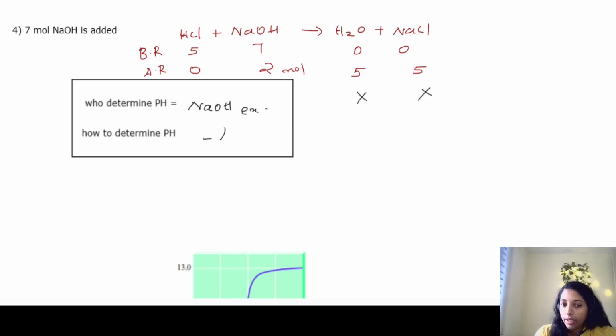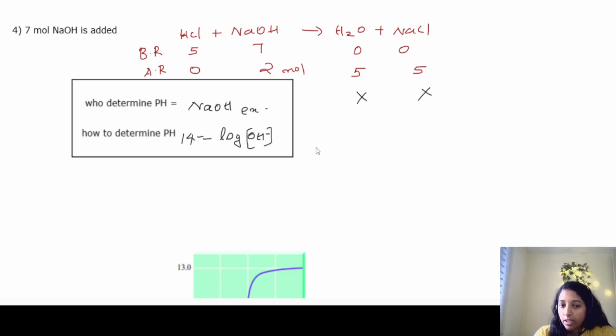It is a strong base. So you can calculate the negative logarithm of the OH minus concentration, which gives the pOH. The pH you need is 14 minus that. Correct? That's the pH. So what is the OH minus concentration?